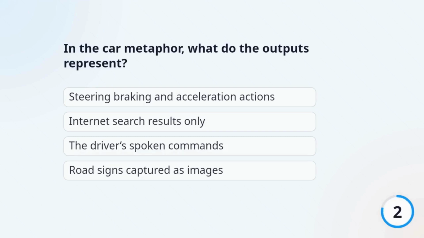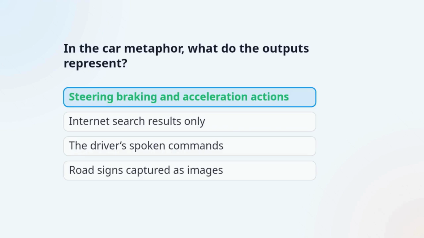The correct answer is, steering, braking, and acceleration actions. The outputs are the robotic actions the car can take, such as steering, braking, and accelerating.